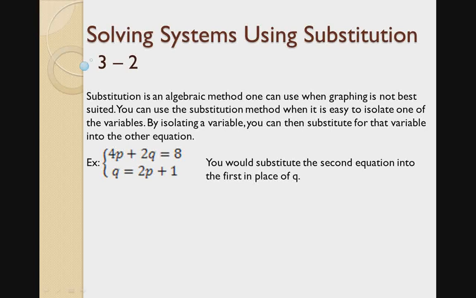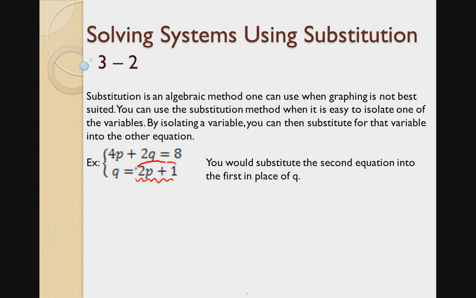Today you'll be learning about solving systems using substitution, section 3-2 in your book. Substitution is an algebraic method one can use when graphing is not best suited. You can use substitution when it is easy to isolate one of the variables, or, like in the example we have here, you already have a variable that is solved. By isolating a variable, you can substitute for that variable into the other equation.